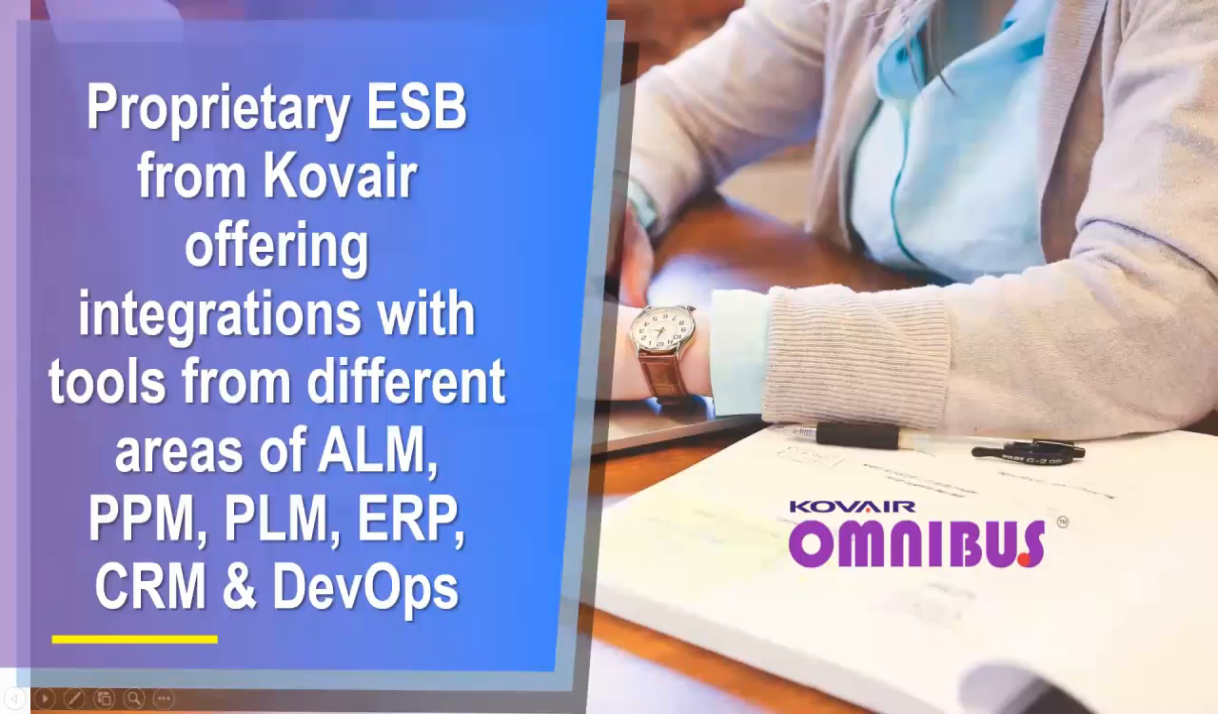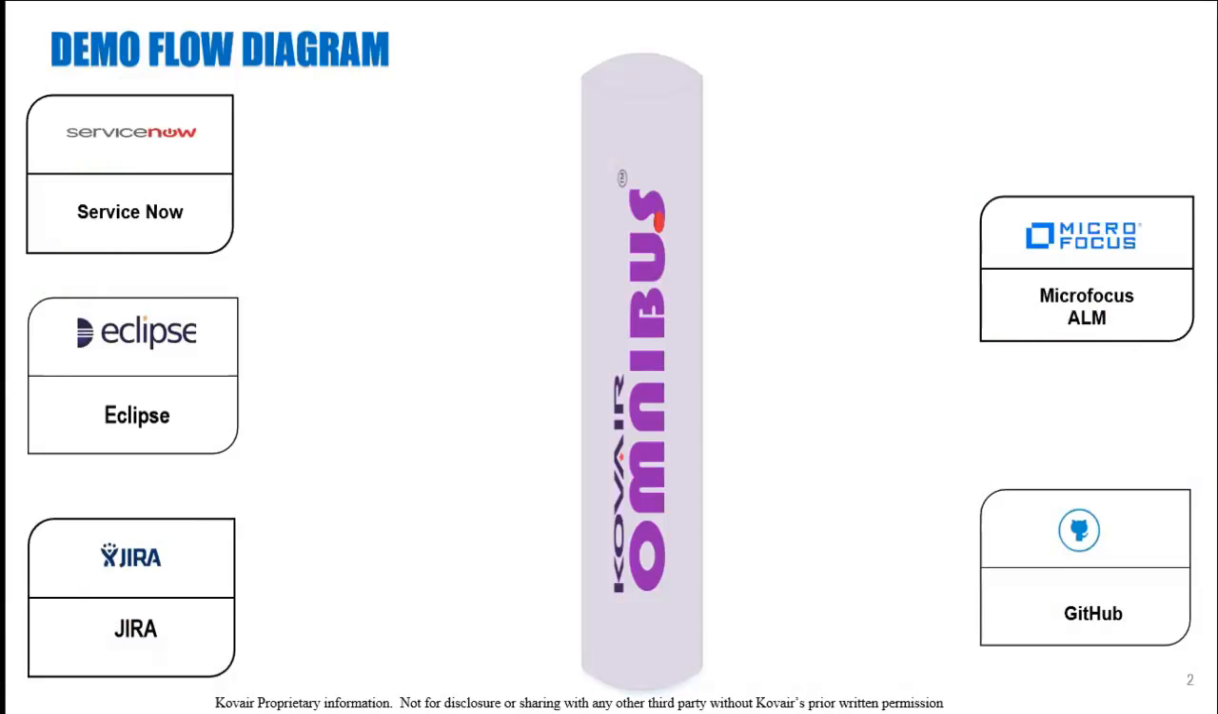Welcome to this demonstration on how Kovair Omnibus helps organizations to set up an integrated ALM environment and achieve a seamless collaboration between teams, tools and processes operating in silos. Before getting into the actual demo, let me first discuss about the demo flow.